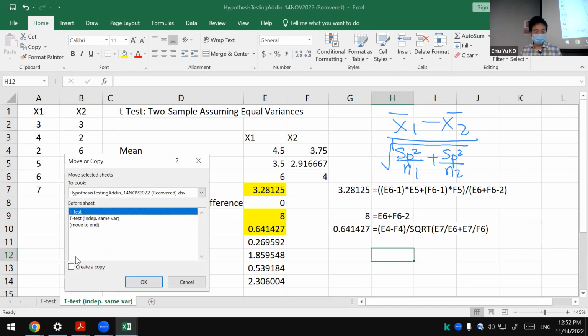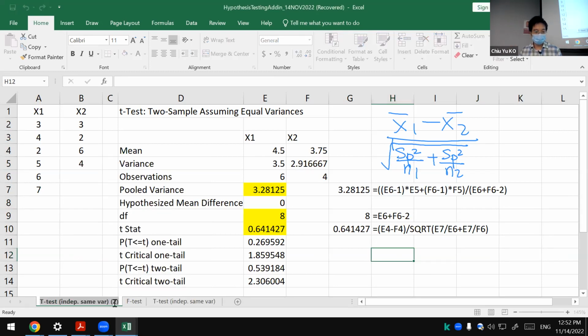Okay, and try to create another copy. And now we don't have the same variance, we have different variances.